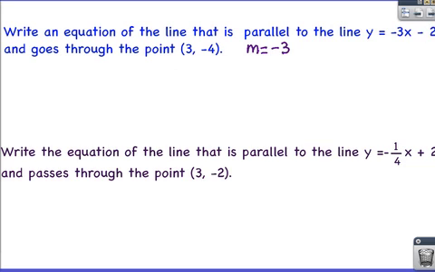Again, this -2 is not significant to our line. Instead, we focus on what point our line does go through, which is (3, -4). So now we know a point and a slope of our line, so we use point-slope form. y minus -4, or y plus 4, equals our m, which is -3, times the quantity of x minus 3.